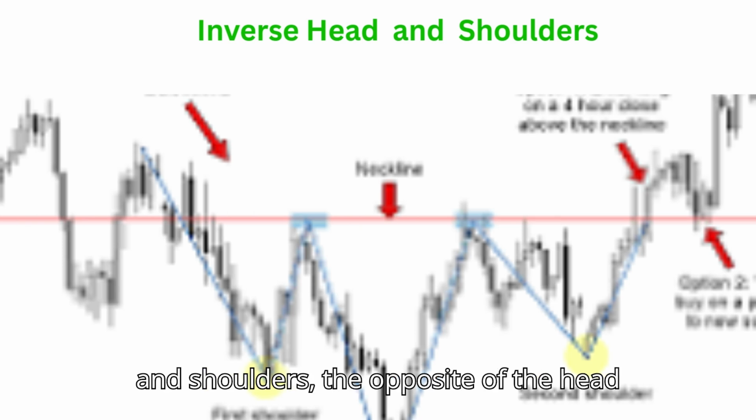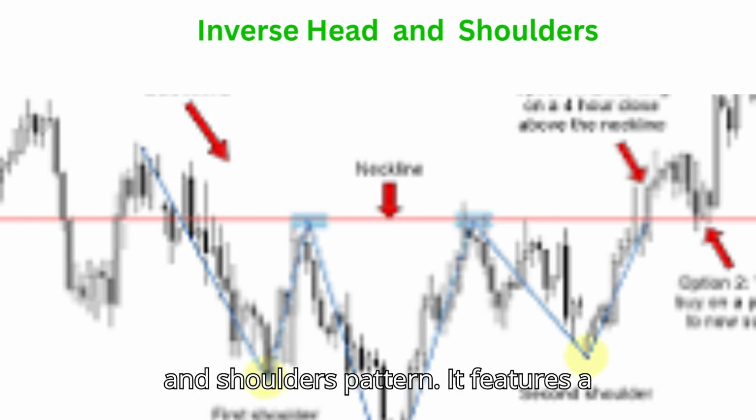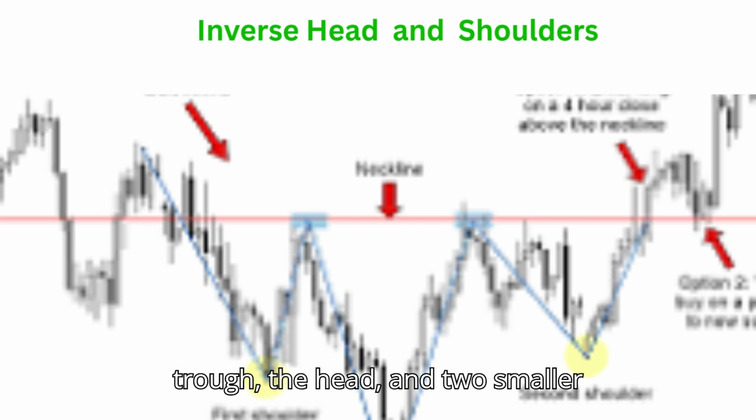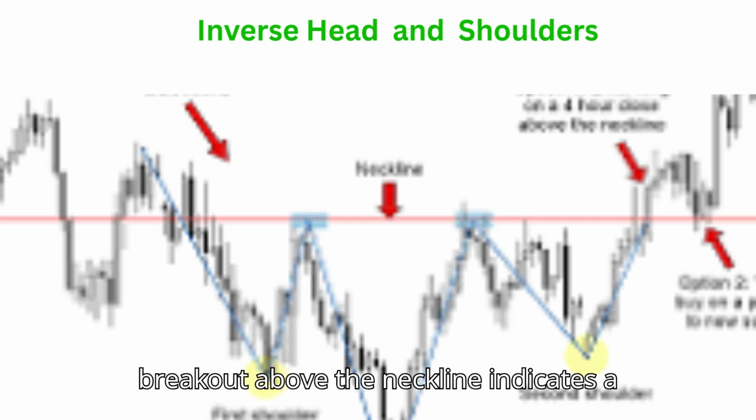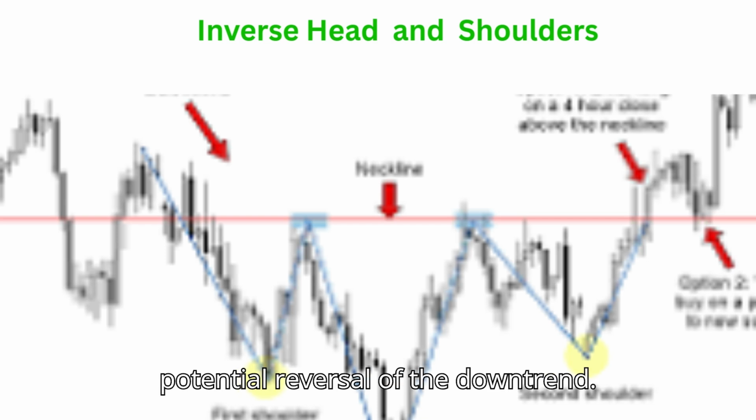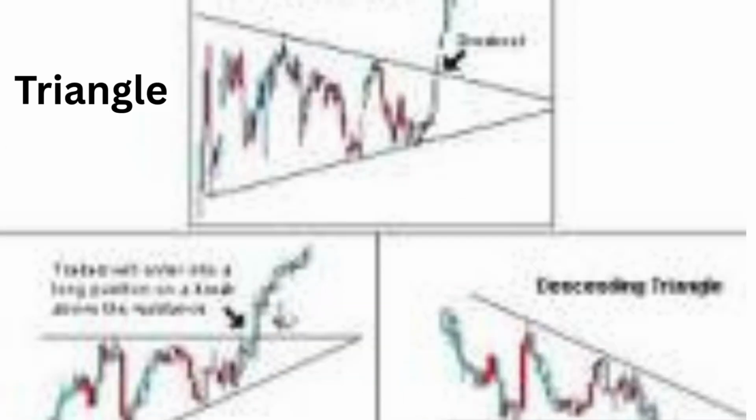Inverse head and shoulders, the opposite of the head and shoulders pattern. It features a trough, the head, and two smaller troughs, the shoulders. A breakout above the neckline indicates a potential reversal of the downtrend.